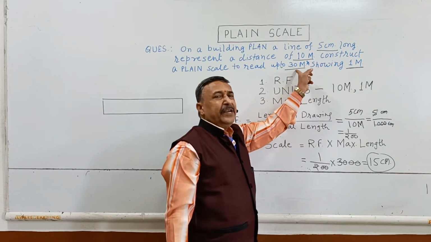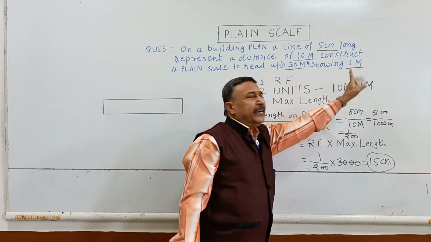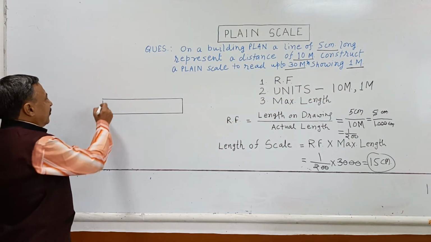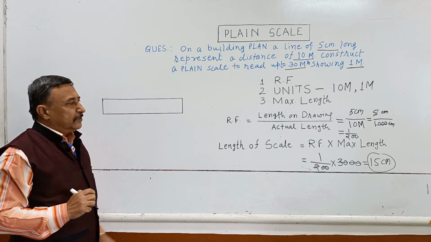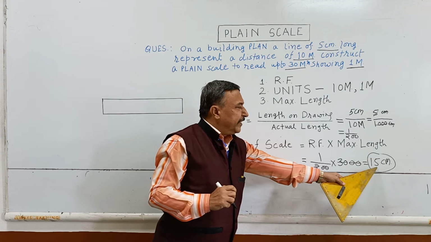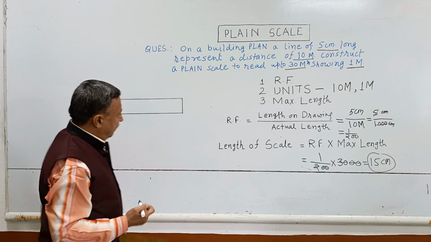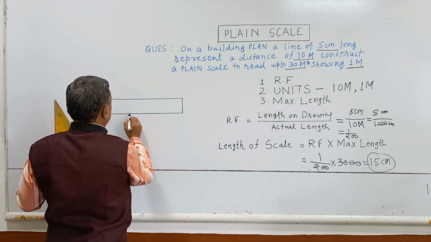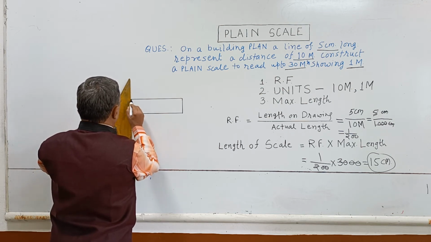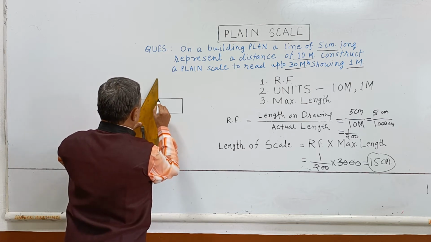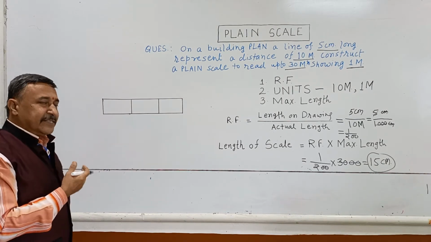So divide this into 3 equal number of parts. Then again first part is divided into 10 equal number of parts. Now we start to construct scale. Now divide this scale into 3 equal number of parts. So we can easily divide this 15 centimeter into 3 equal number of parts, that is 5 centimeter each. So we divide this into 3 equal number of parts. See, so we start constructing scale.